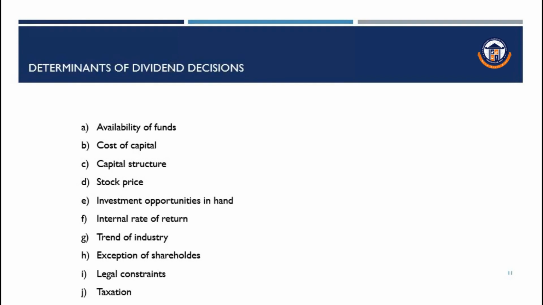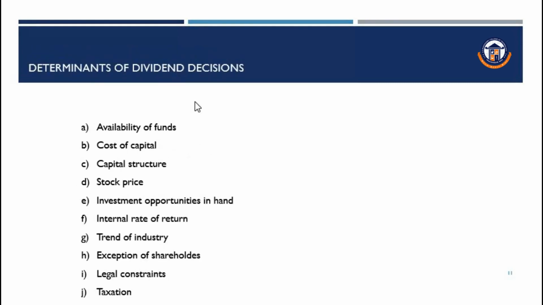The sixth one is the internal rate of return. If the internal rate of return is more than the cost of retained earnings, it's better to distribute the earnings as much as possible in the organization. The seventh one is trend of industries. Then the eighth one is expectations of shareholders.